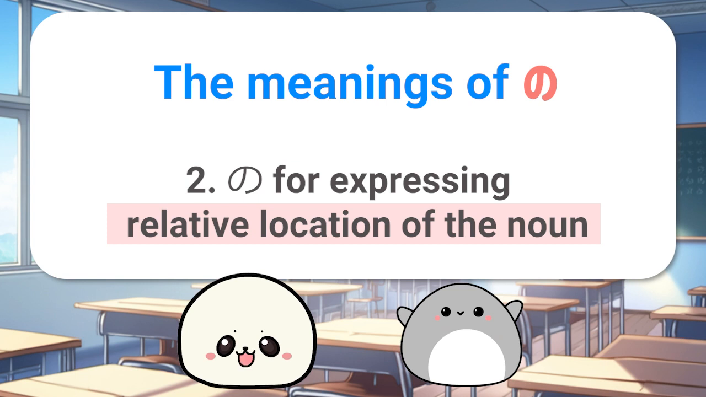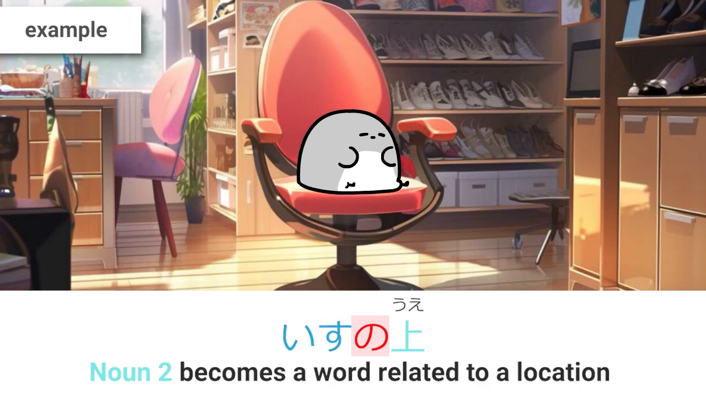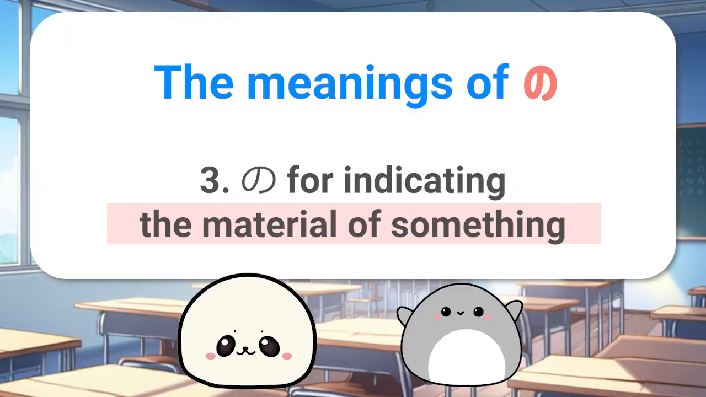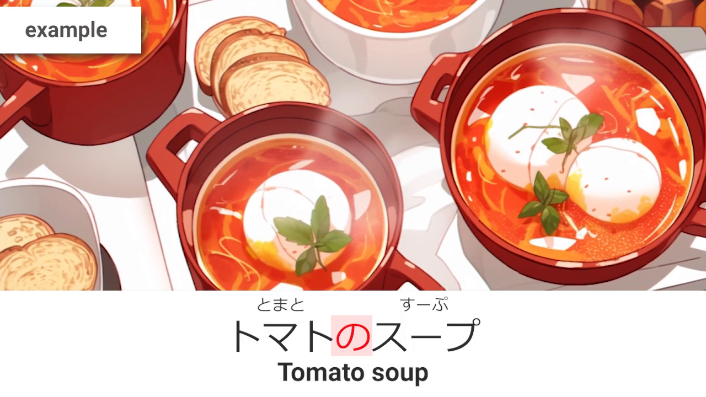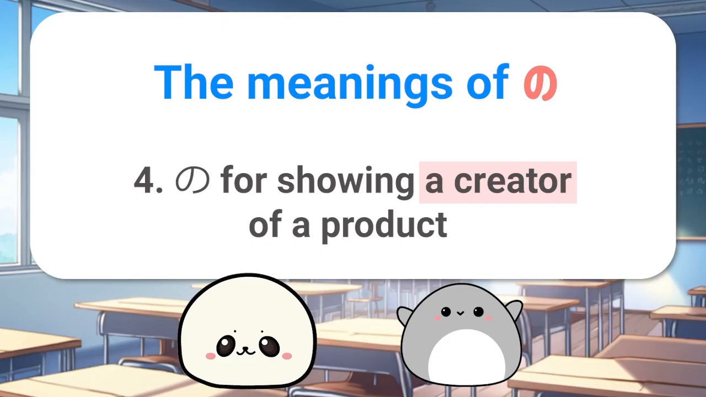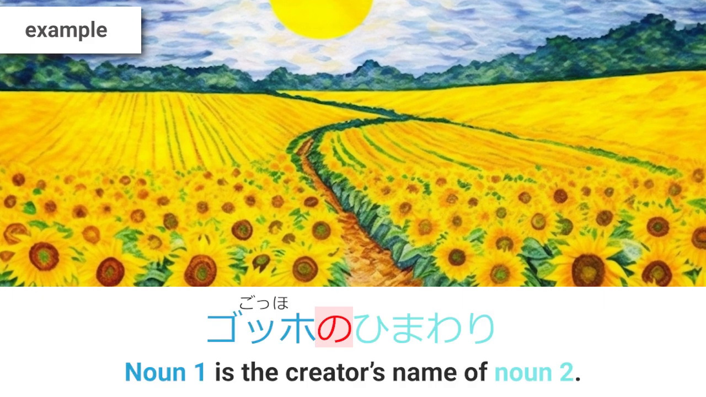Number 2. No for expressing relative location of noun. 椅子の上。Noun 2 becomes a word related to a location and indicates the positional relationship with noun 1. Number 3. No for indicating the material of something. トマトのスープ。Noun 1 is the material of noun 2. Then number 4. No for showing a creator of a product. ゴッホのひまわり。Noun 1 is the creator's name of noun 2.